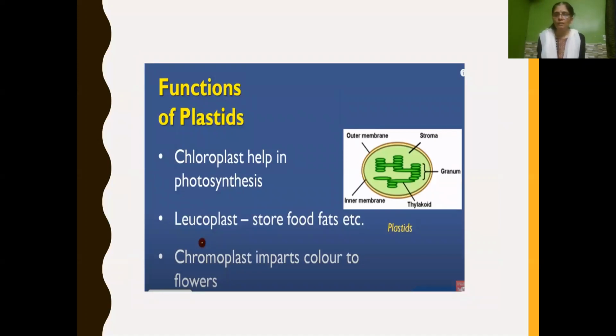As we have seen the three types of plastids, we know that chloroplast helps in photosynthesis. Leucoplast, that is colorless plastids, store food, fats, etc. And chromoplast imparts color to the flowers. So these are the functions of plastids. From the name itself, we can write the function.